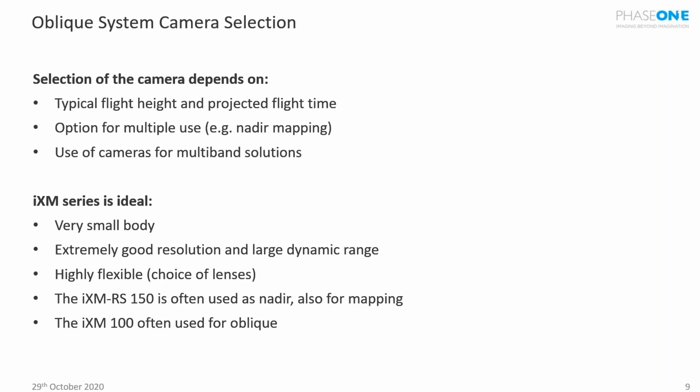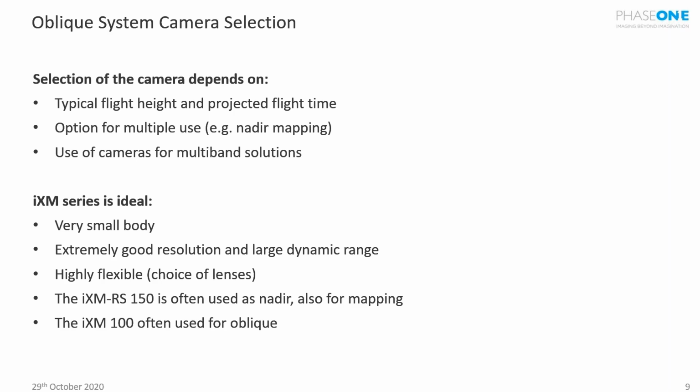A major decision in an oblique system is to select the correct camera. Usually the basic aspect of selecting the camera is the typical flight height. What is the height at which you're going to use the system? And based on the height, you usually select the lens.